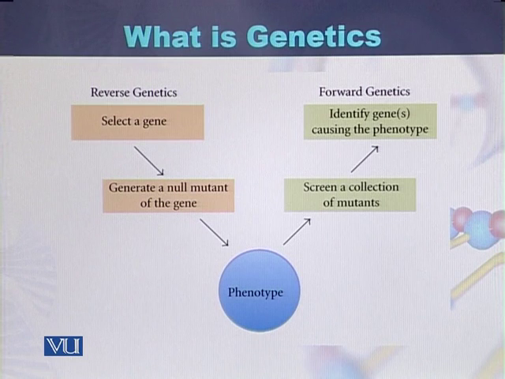In forward genetics, a geneticist or researcher first identifies the phenotype. Then, based on the phenotype, certain mutants or genes are screened, and ultimately a particular gene is identified that is causing the mutation or is responsible for a specific phenotype. So there are two ways of studying genetics: one is called reverse genetics and the second is called forward genetics.